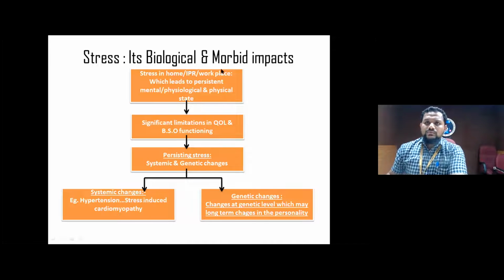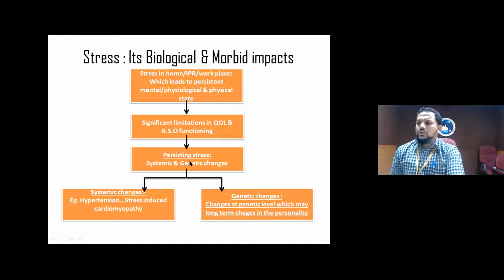Stress in home, interpersonal relations, or workplace leads to a persistent mental, physiological, and physical state, I already told that, and significant limitations in quality of life and biological, social, and occupational functioning. And this is not properly sorted out or coped with. So that leads to persisting stress in life.